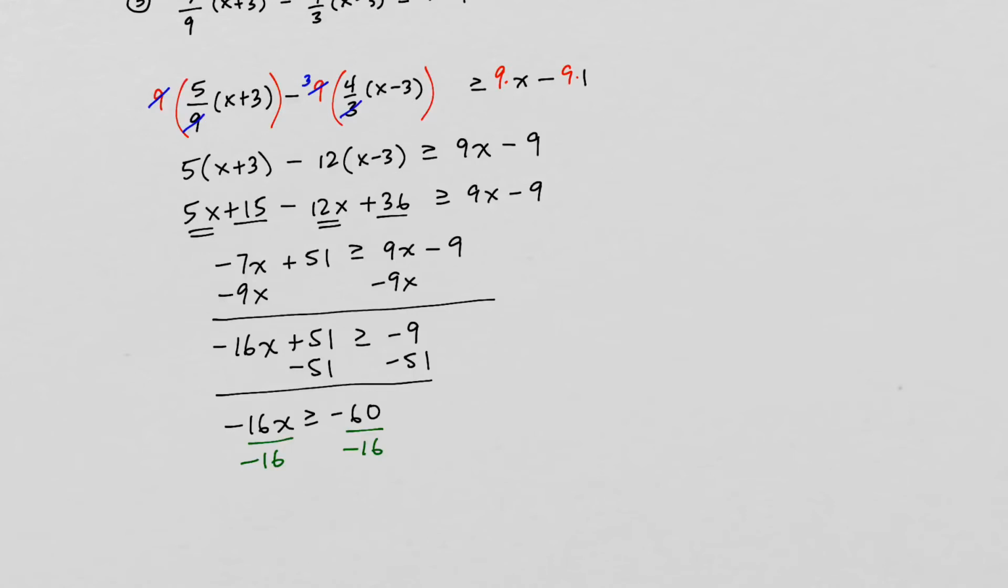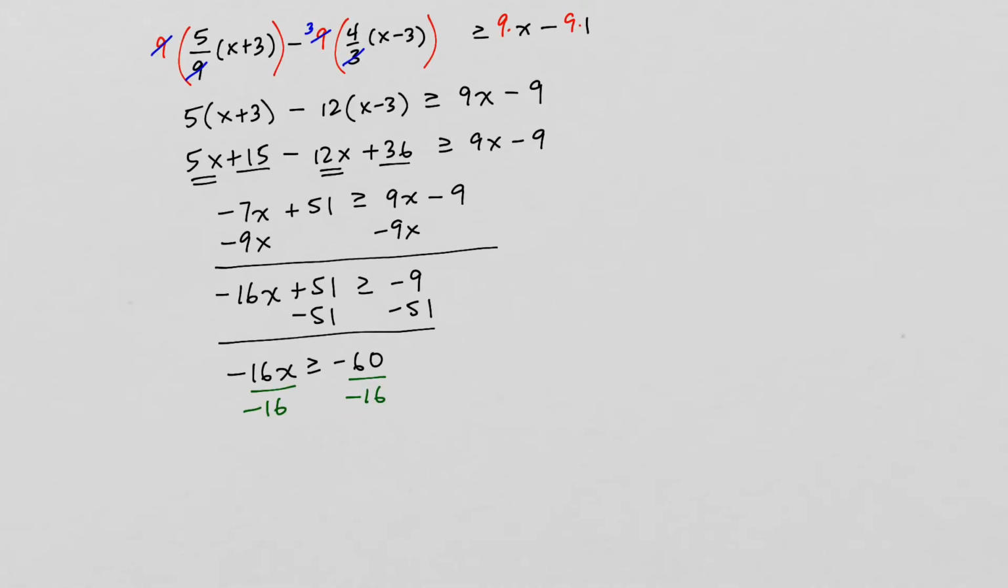And that cancels the negative 16 on the left-hand side. And then you have to remember to change the inequality symbol. You have to reverse it. And then you have to reduce the fraction here. Negative 60 divided by 16, if you cancel a common factor of 4, and if you cancel the negative signs here, you should end up getting 15 over 4. And this is our solution.